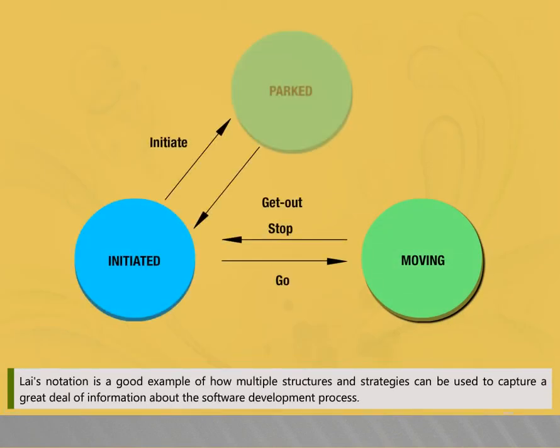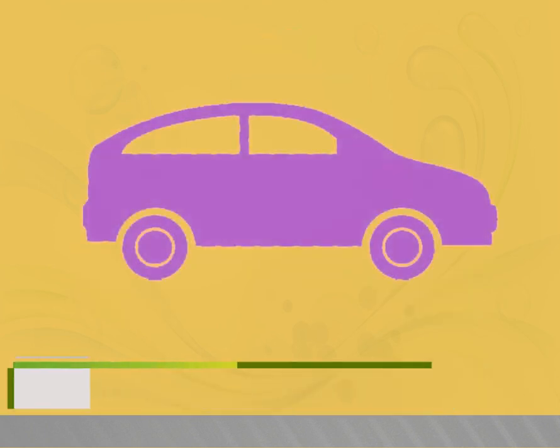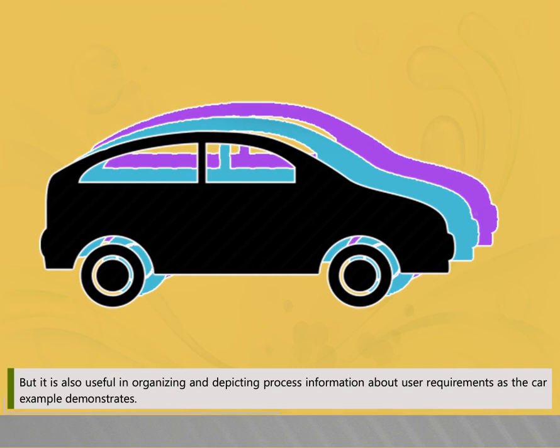Lai's notation is a good example of how multiple structures and strategies can be used to capture a great deal of information about the software development process. But it is also useful in organizing and depicting process information about user requirements, as the car example demonstrates.